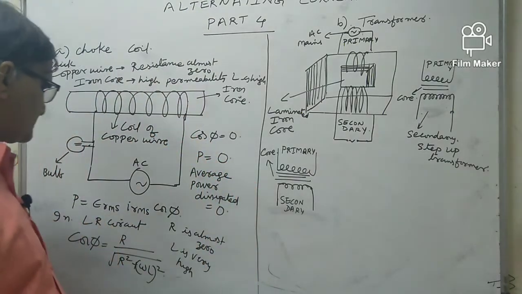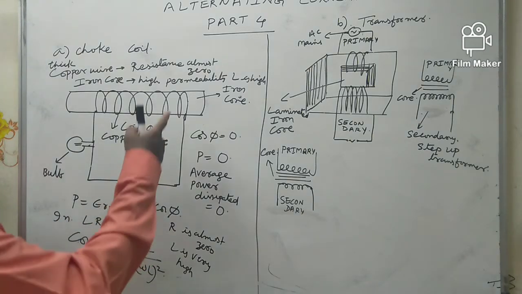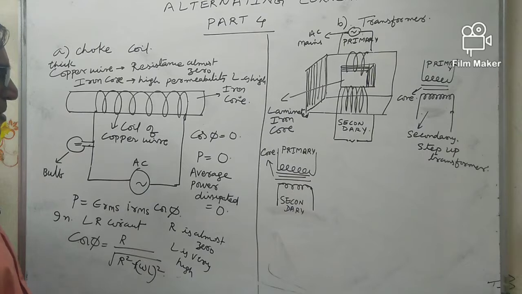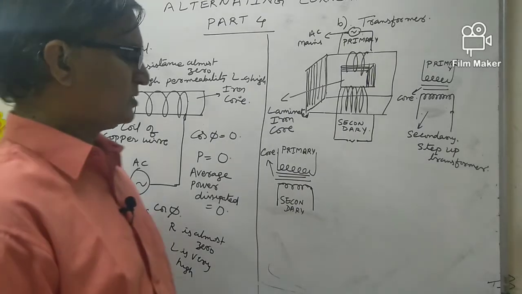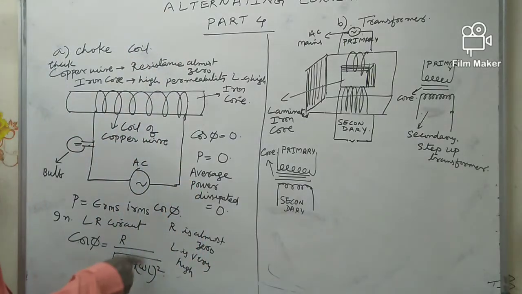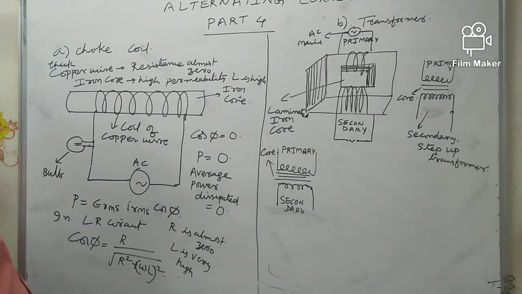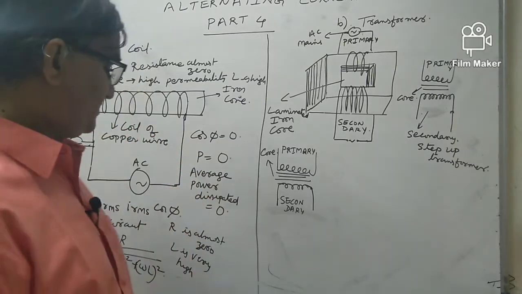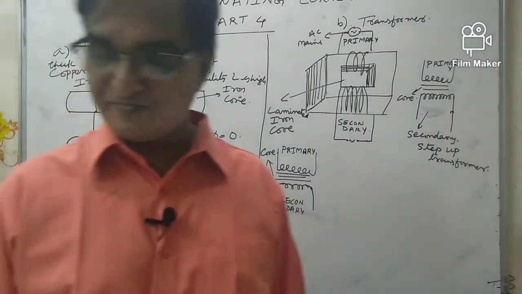Now in this case, power is equal to E_RMS into I_RMS into cos phi, as it is an LR circuit, where cos phi is equal to R by the square root of R square plus omega L whole square. As the resistance of this copper wire is almost 0, this becomes 0. So cos phi is equal to 0. Then the average power dissipated is equal to 0. Average power dissipated in this is 0.